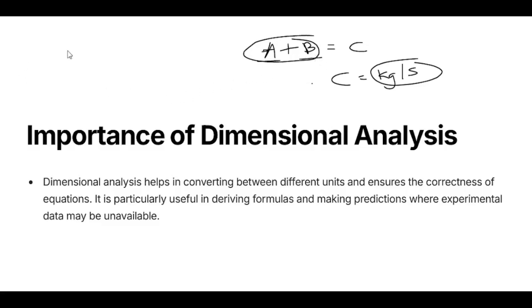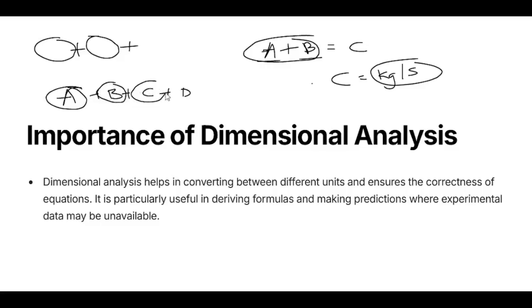It's important to take note that whatever is on either side of a plus should have equal dimension. If you had A plus B plus C plus D, it means the dimension of A must be equal to the dimension of B, C, and D, because they are separated by plus. Even plus and minus do the same thing. If it is minus, the dimension of A must be equal to the dimension of B, C, and D.